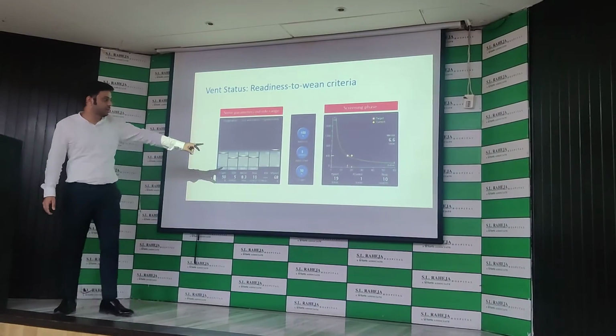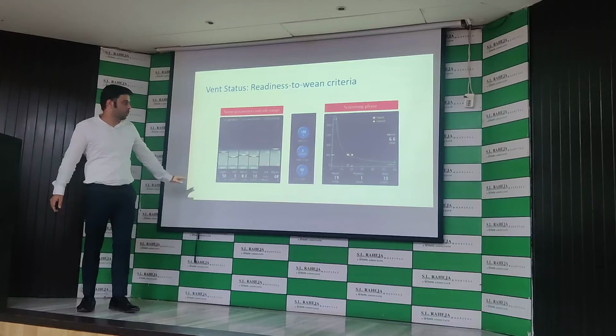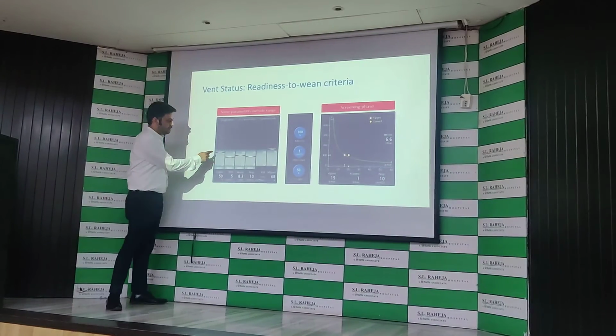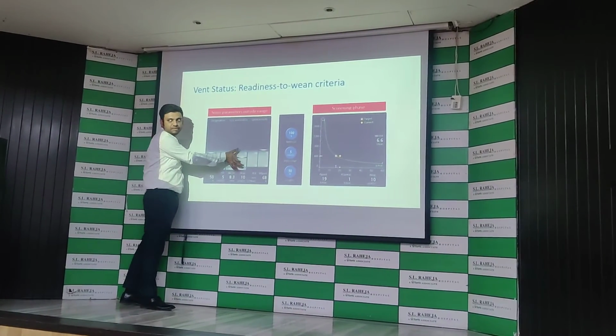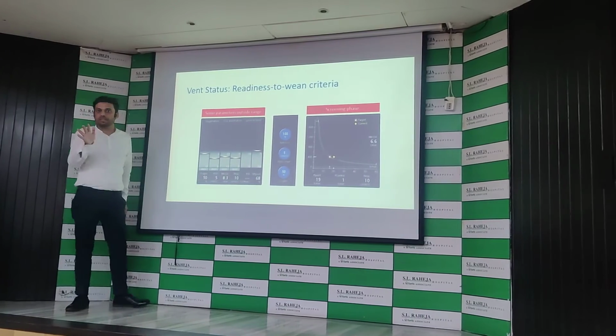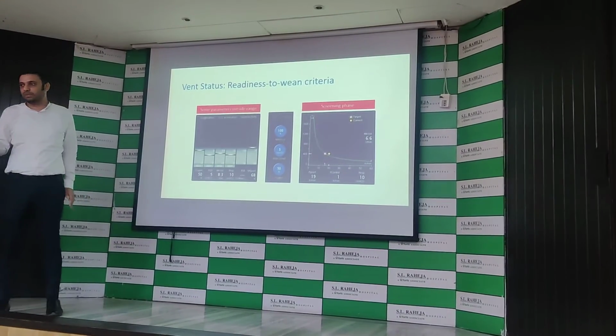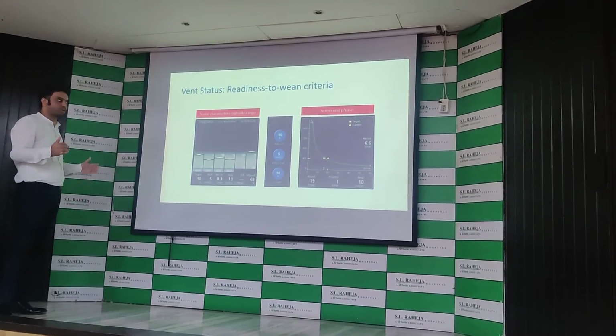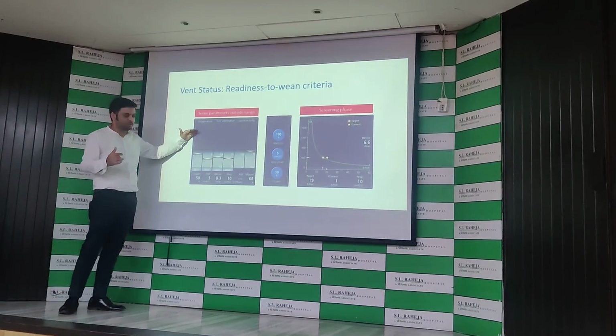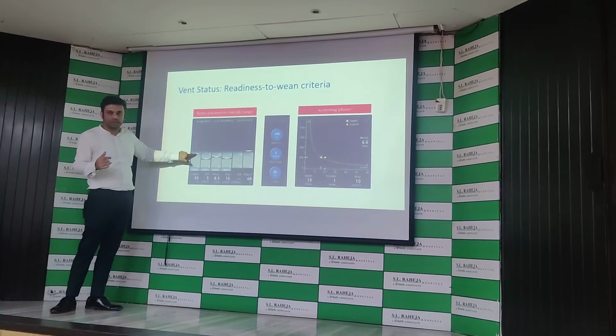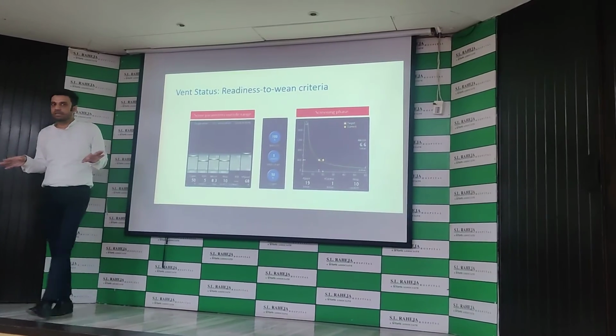It's a little blurred, not visible very well. So all these points, you can see these bars. If a bar is in the white range, that means it is under the normal range. If it is outside the white range, that means the patient is not ready to wean.